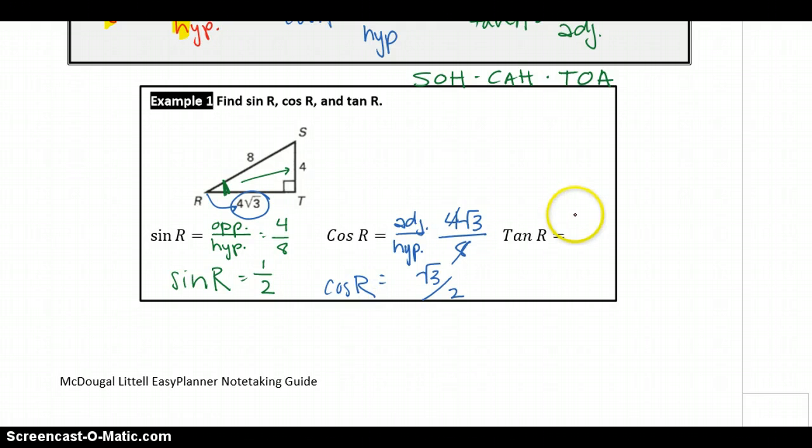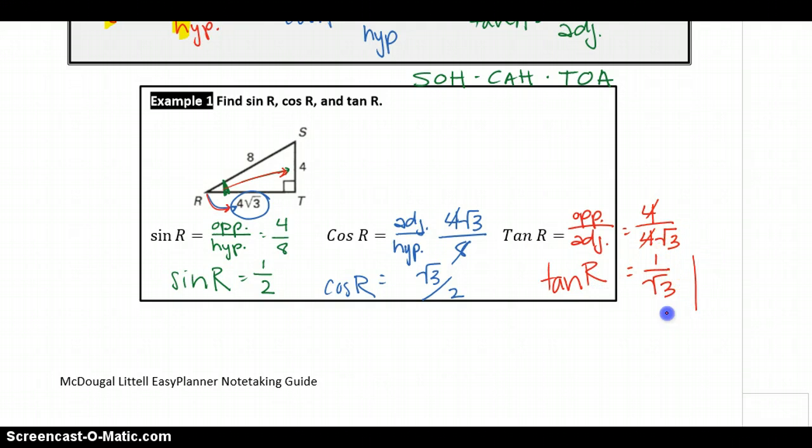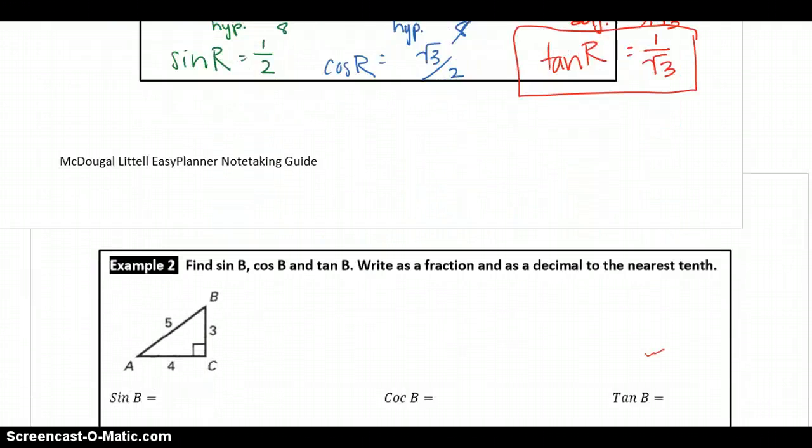And to find the tangent, again we take the opposite side, divide that by the adjacent side. So in this case, opposite of R we said was 4, and adjacent to R is 4 root 3. So we'll get 4 over 4 root 3. We can simplify by crossing out the 4 on the top and bottom, and we'll be left with 1 over root 3 as the tangent of R. So all of these functions are telling us is how we can set up a ratio of the sides of the triangle in comparison to the angle. Let's look at example 2.